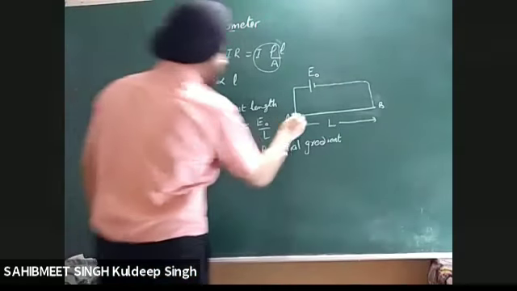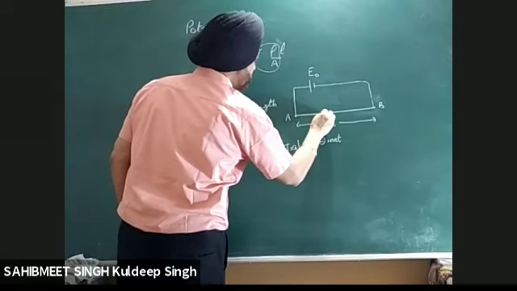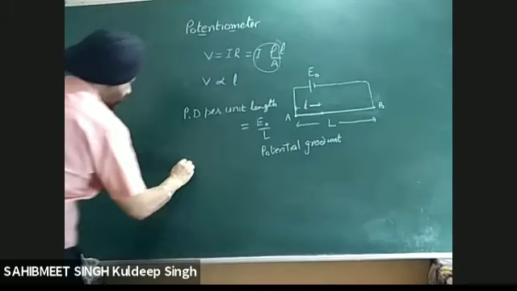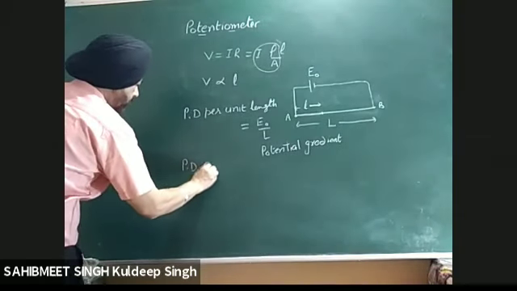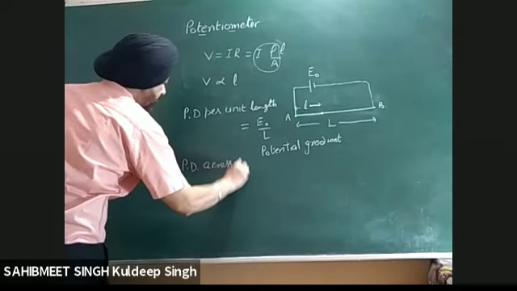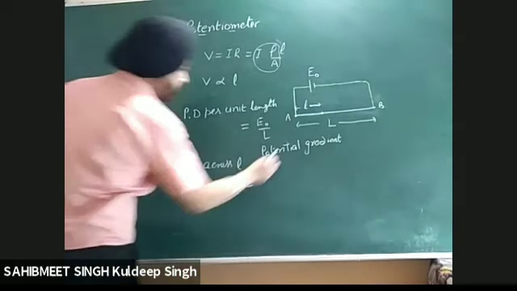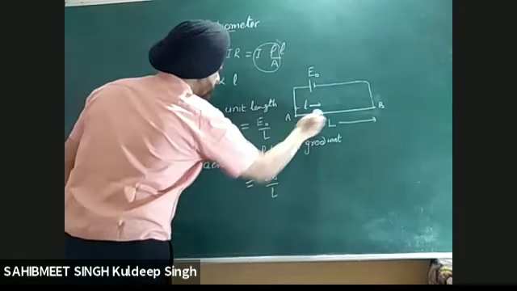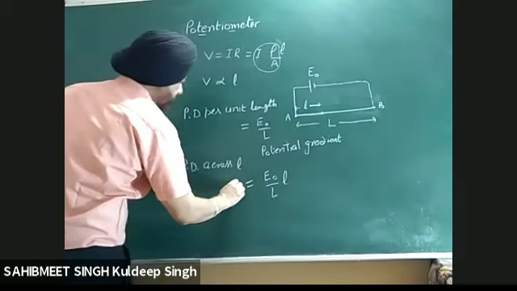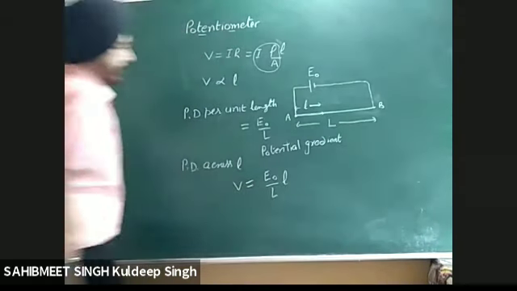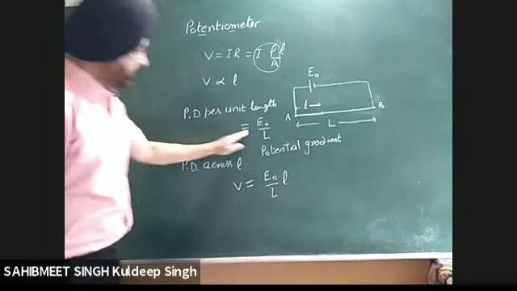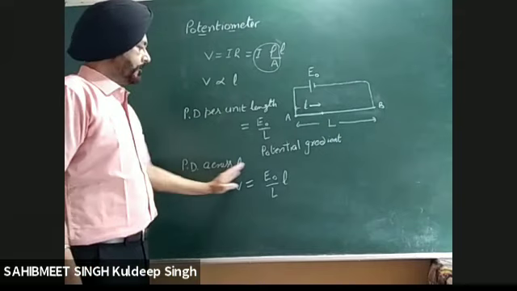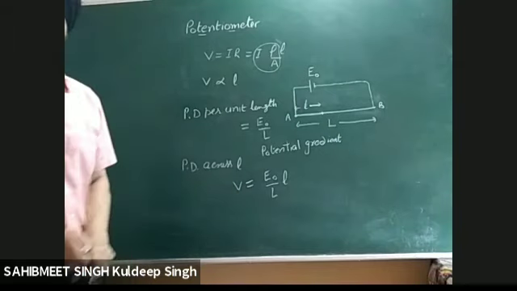So let us say we want to find out the potential difference across this wire whose length is L. Potential difference across L is equal to potential gradient multiplied by the length of this wire. So this is the potential difference across this length. These are the two points you have to remember: one, how to find the potential gradient, and second, how to find the potential difference across any length.